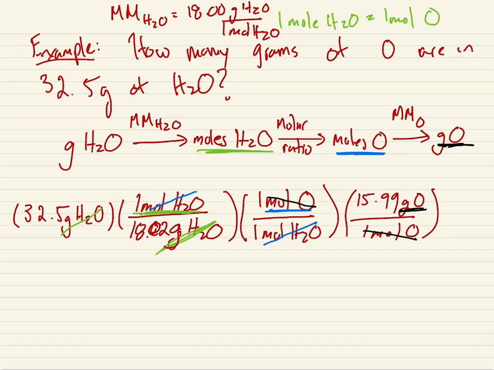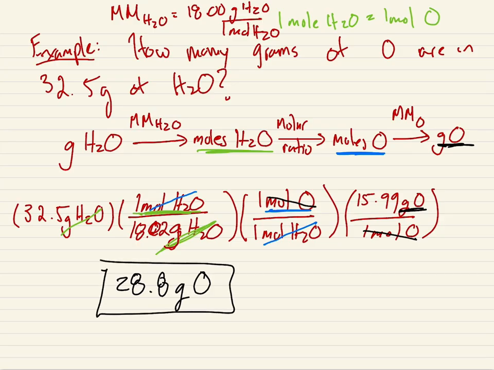What did you guys get for the grams of oxygen after plugging this all in? 28 point what? 28.8 grams of oxygen. In these calculations, the only thing that's going to determine the sig figs would be the original mass that's given to you here, right? The molar masses that you're given, those are dependent on the periodic table, right? So those don't count towards sig figs. It's only the mass that's given to you.